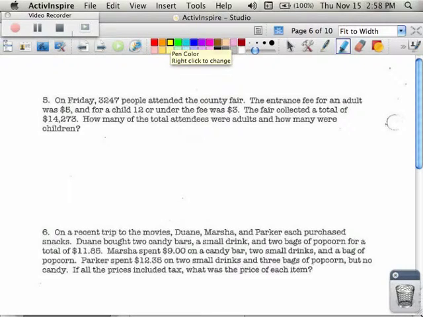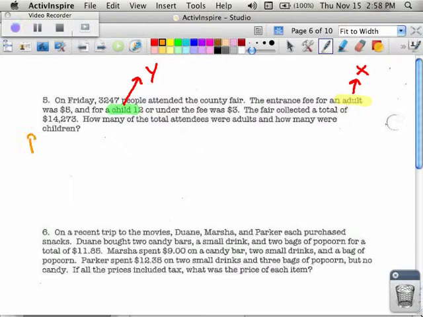First of all, they talk about adults, and then second of all, they talk about children. So what we're going to do is talk about the adults, and we're going to call the adults, let's say, X, and then we're going to call the children Y, so that we know what we're talking about. And then after you talk about that, there are two things that they deal with in this problem.